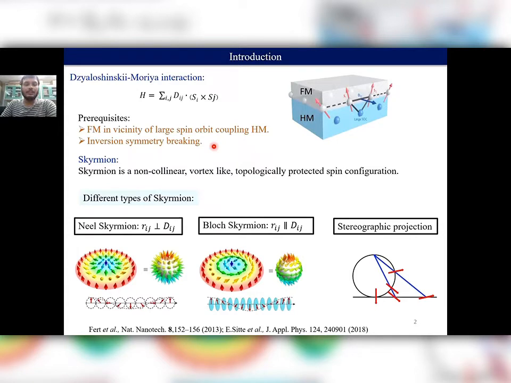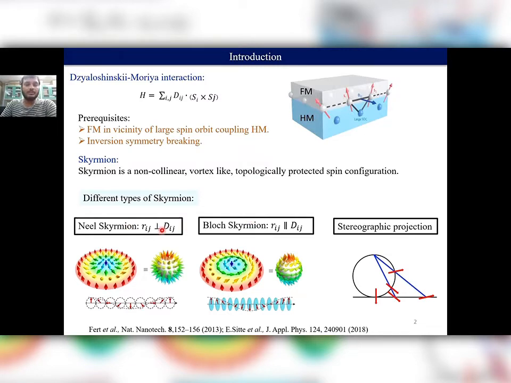As I told in the title slide, our work is on the skyrmion. So one has to know what the skyrmion is. Skyrmion is basically a non-collinear, vortex-like, topologically protected spin configuration. So far, two types of skyrmion have been observed in magnetism. One is Néel skyrmion, another is Bloch skyrmion.